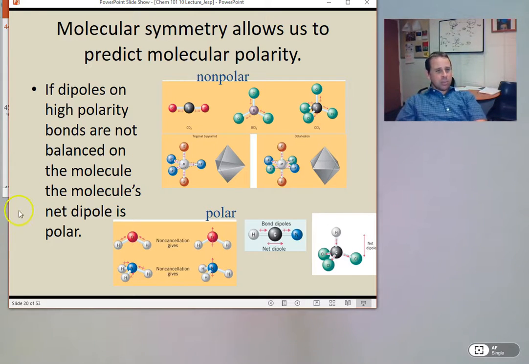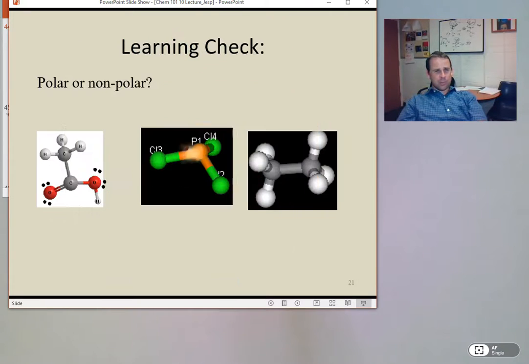Another way to look at these polar molecules here, they're all asymmetric. All right? They have some symmetry this direction, but not symmetry this direction. This compound has symmetry this direction and symmetry that direction. Same here. There's many ways of identifying symmetry in these compounds. And the result is a non-polar compound. All right? So let's look at these three and try to identify polar or non-polar.